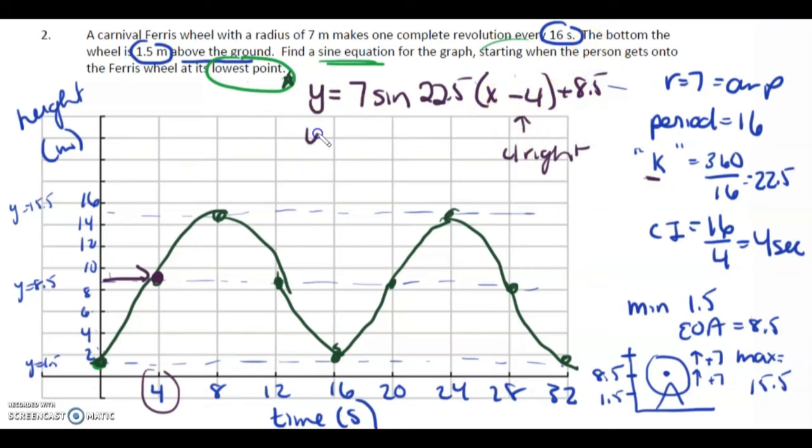If you did this exact one with cosine, you could forget about the shift left and right, and you can just simply reflect it, and then the cosine would start here at a minimum. So just the reflection: 7 cos 22.5x plus 8.5.